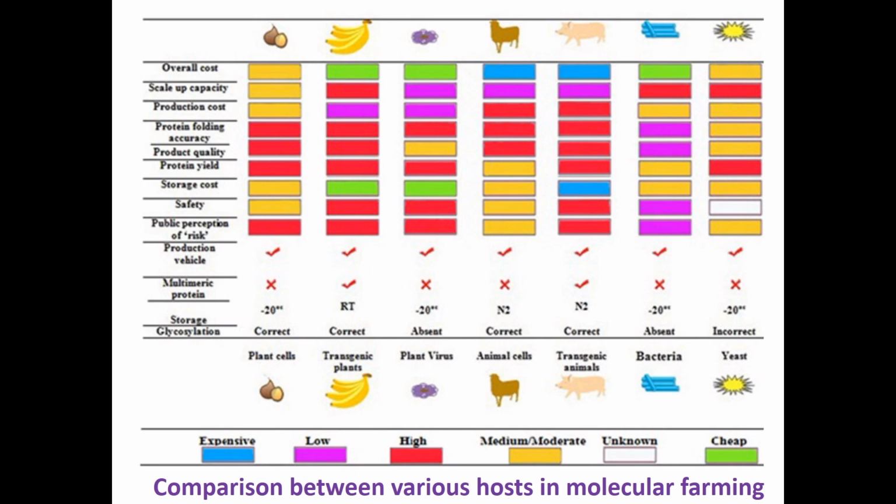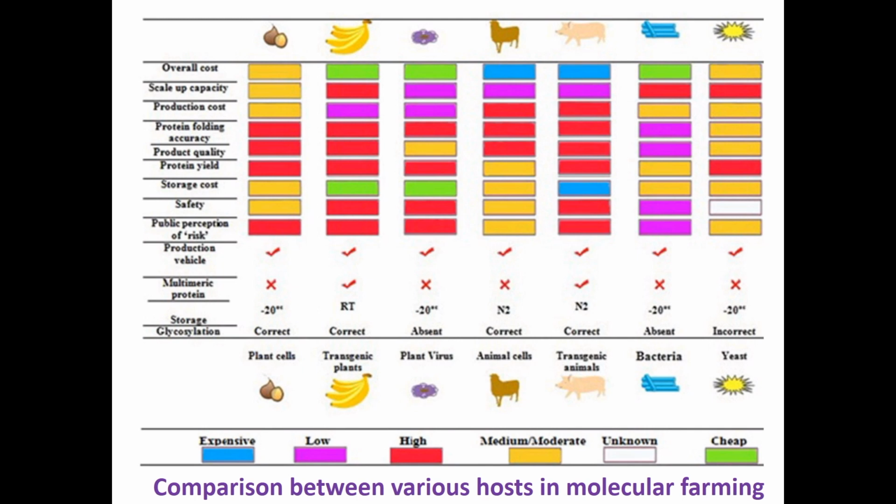Here the different production system platforms are given. It's a comparison between various hosts in molecular farming for production of high value biomolecules. Here you have plant systems like fruits, then transgenic animals, bacterial systems, and yeast systems. Many production systems are readily available for production of high value biomolecules.